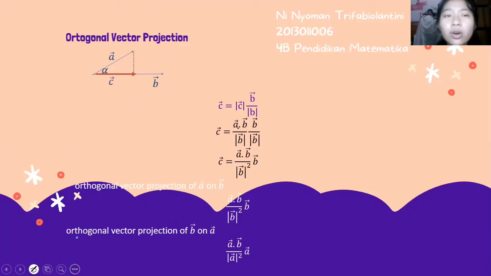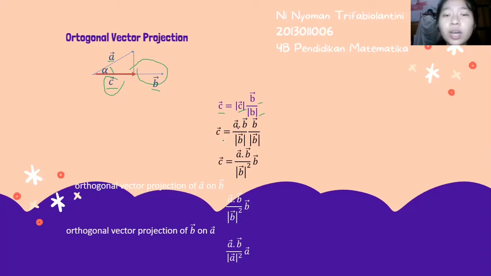Next is orthogonal vector projection. We have three vectors, vector A, vector B, vector C, and angle alpha. Vector C is the orthogonal vector projection. Vector C equals norm of vector C times unit vector B. Unit vector B is vector B divided by norm of vector B.